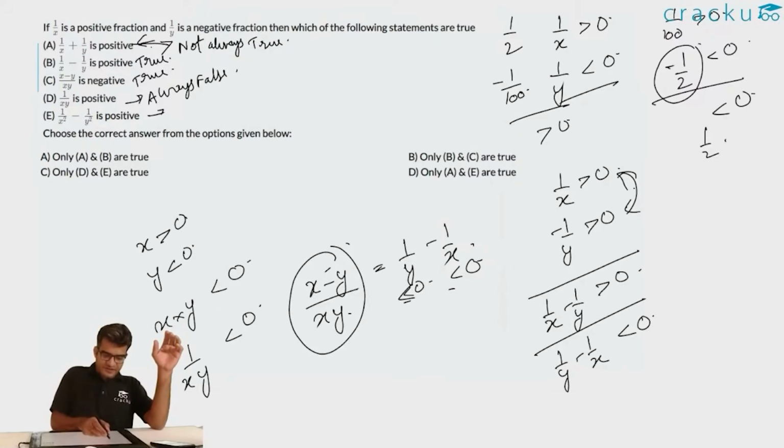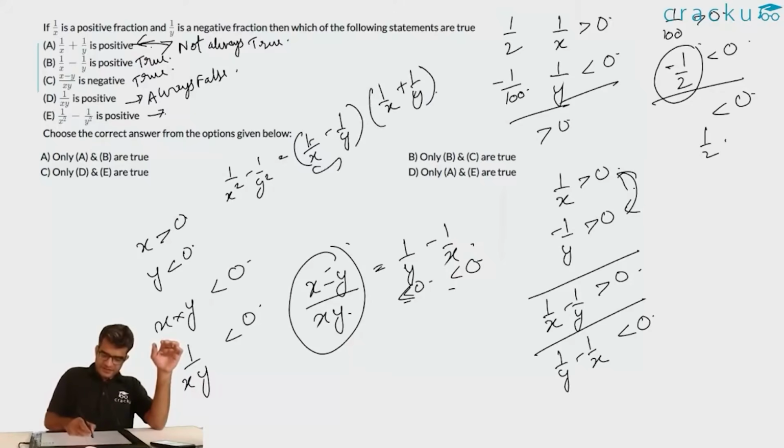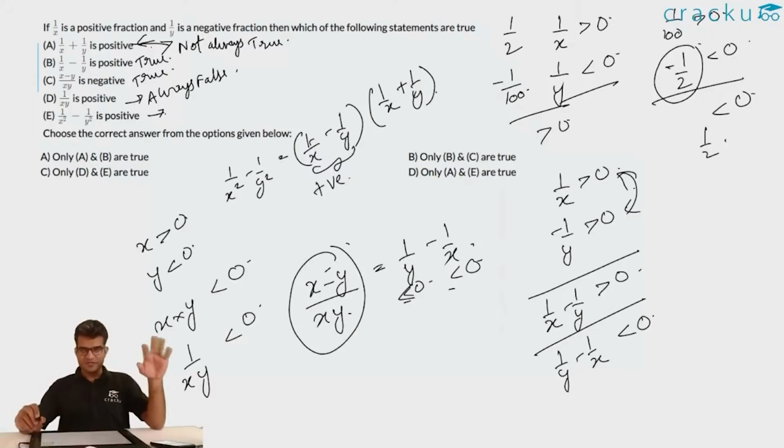Option: 1 by x square minus 1 by y square is positive. This is equal to (1 by x minus 1 by y) into (1 by x plus 1 by y). The first term is always positive, that we know. We have already seen this from option B.